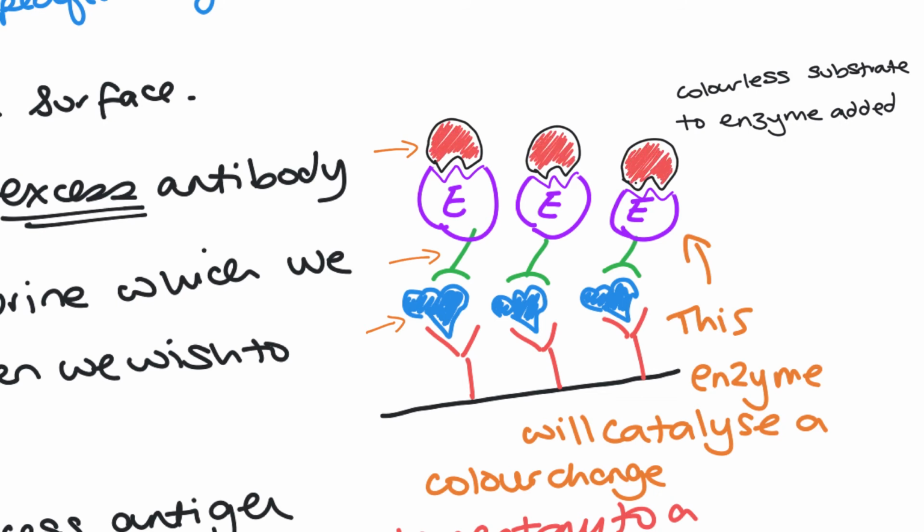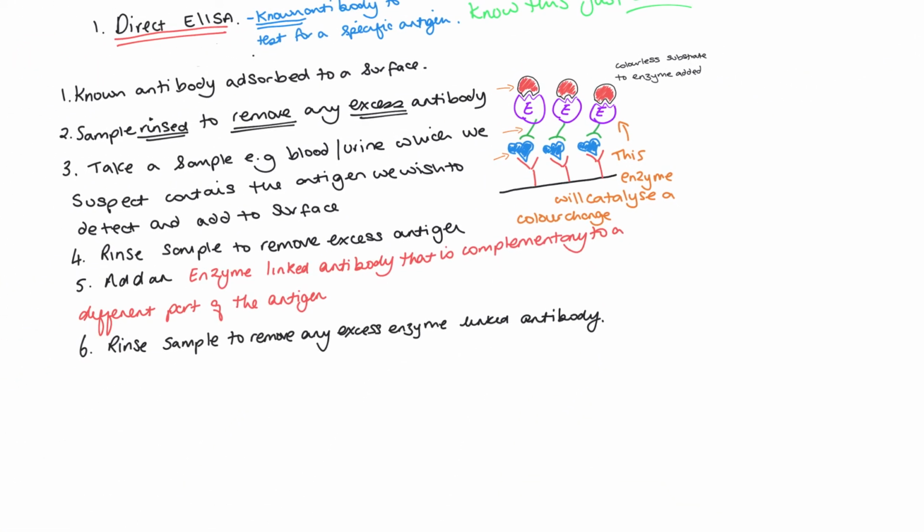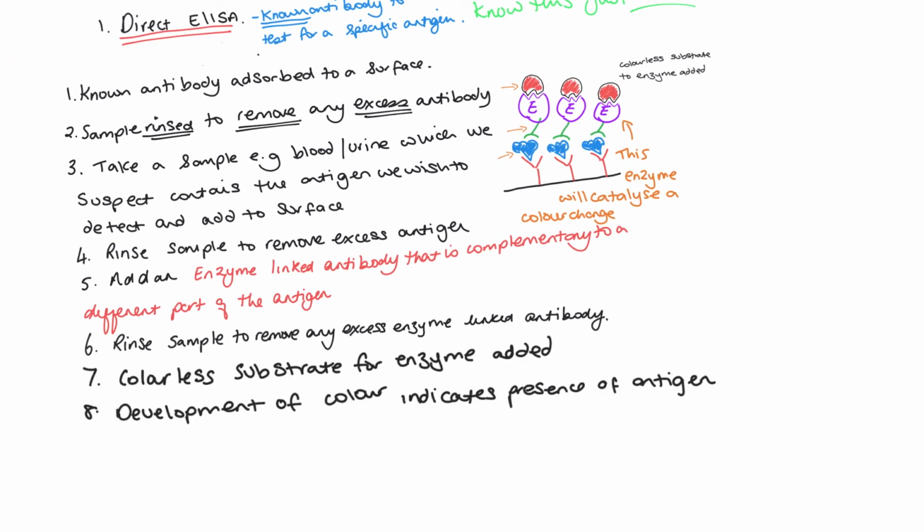And so we see it is visible. So the development of colour indicates the presence of the antigen. So this method can literally be used for testing for any antigen. And in an exam question, it doesn't matter what antigen they're asking you for, you just have to apply this method to it.